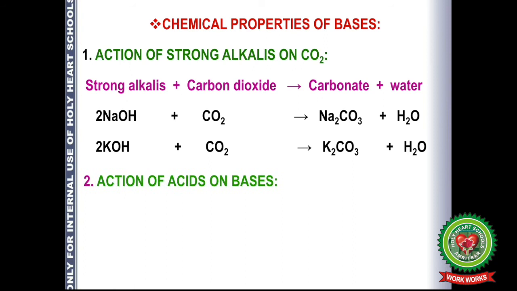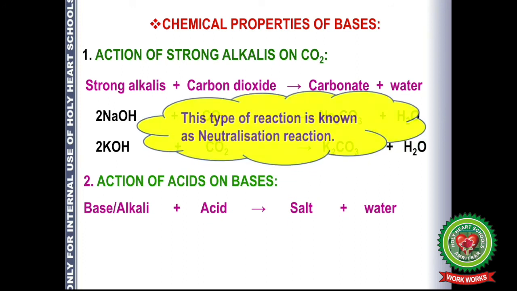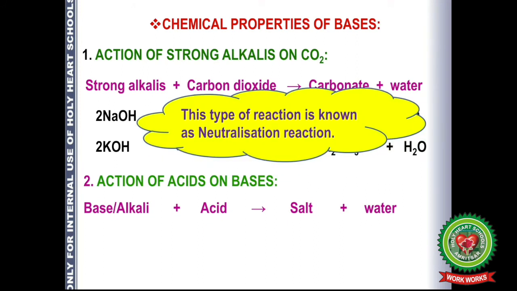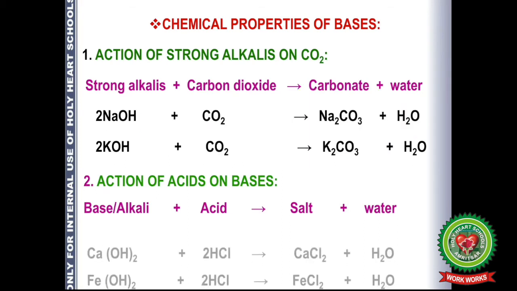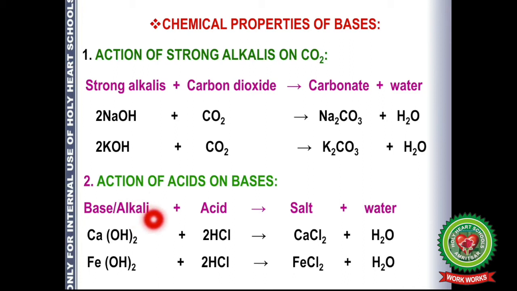The second one is action of acids on bases. If we react a base with an acid, it will form salt and water. Such reactions are known as neutralization reactions. So what is a neutralization reaction? It is a reaction in which acid reacts with a base to form salt and water only. For example, let us take calcium hydroxide. We can also take sodium hydroxide. We take any base and react it with acid, and what we will get is calcium chloride and water. The metallic part will come from the base and the anion part will come from the acid.